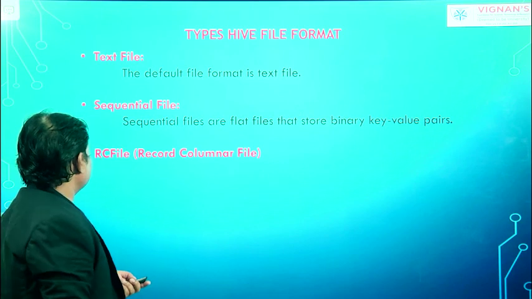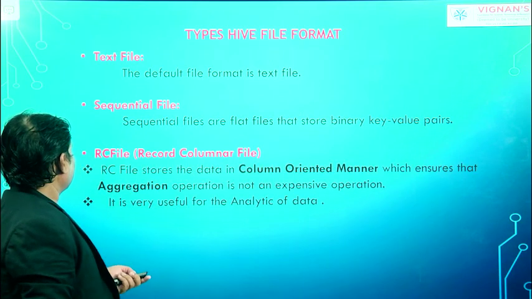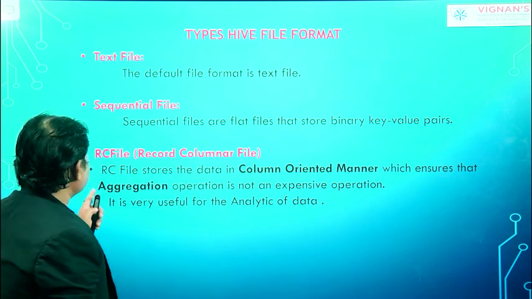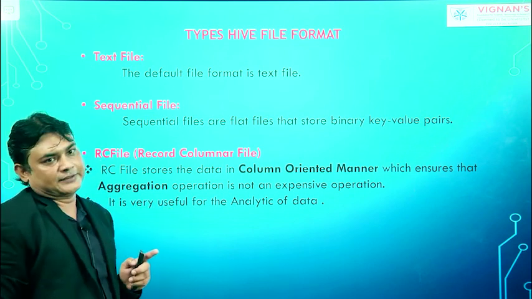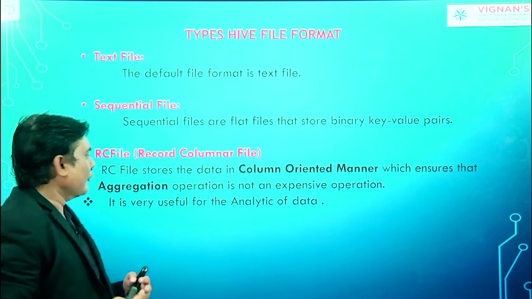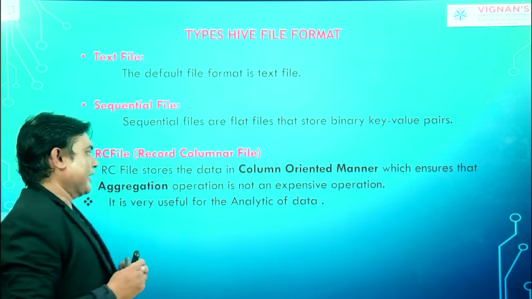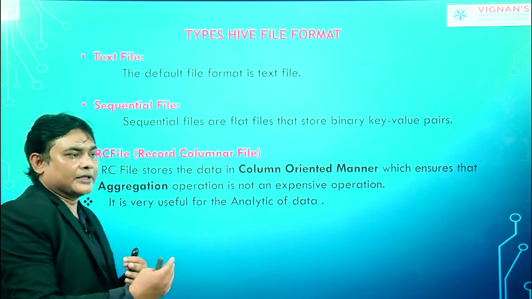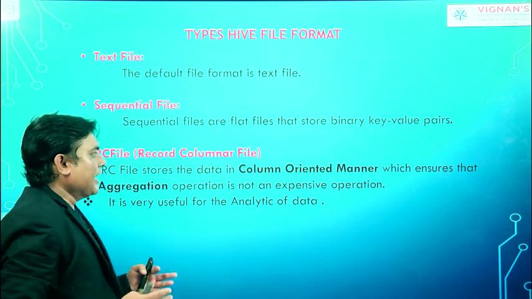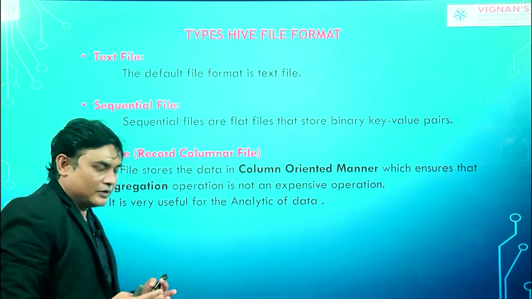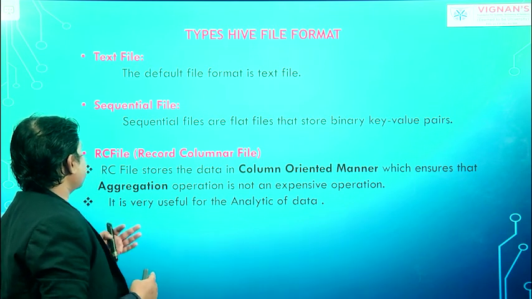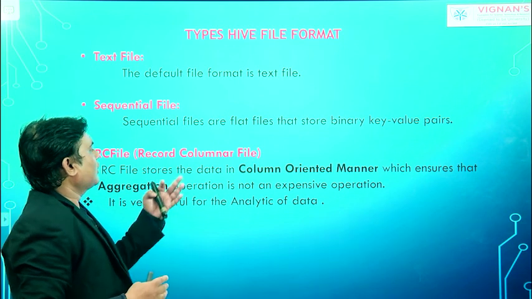Now we have another file, which is called the RC file, the record columnar file. This file is basically used to perform analysis of data. Suppose huge data sets are there and you want to analyze this data, we can use a record columnar file, because data analysis needs huge data sets, and they keep all this data in the form of columns, so that they can access information very fast and analyze that data. That format is called the RC file, or record columnar file.